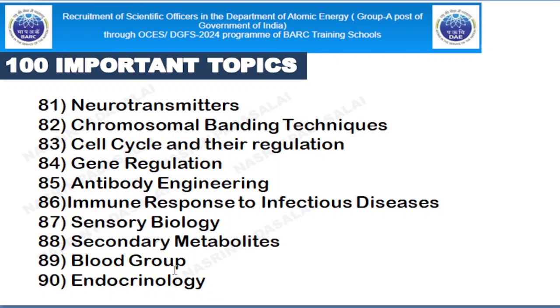Next is gene regulation, and antibody engineering like allotype, isotype, idiotype, and recent antibody engineering you need to know. Next is immune response to infectious diseases, meaning viral diseases, HIV, malaria, common diseases. Next is sensory photobiology, regarding phytochrome and cryptochrome in plant physiology. Next is secondary metabolites. Next is blood groups, which are of course very important: A group, B group, and O blood group, all those things. Next is endocrinology, the hormones and their function.